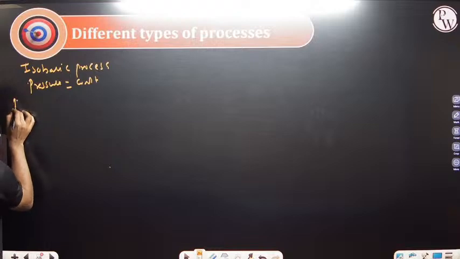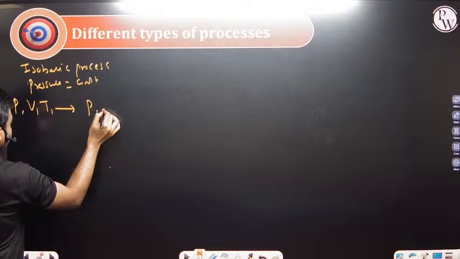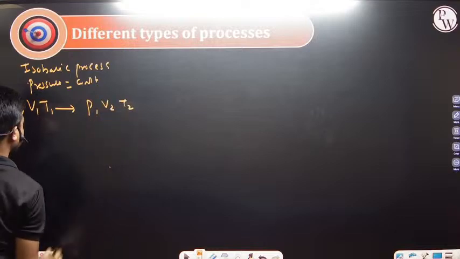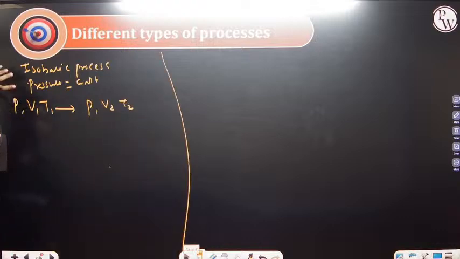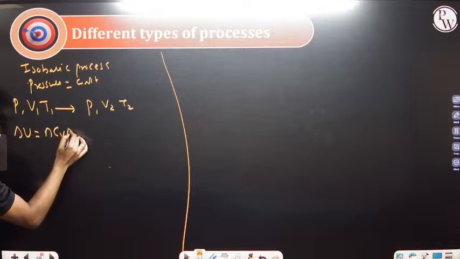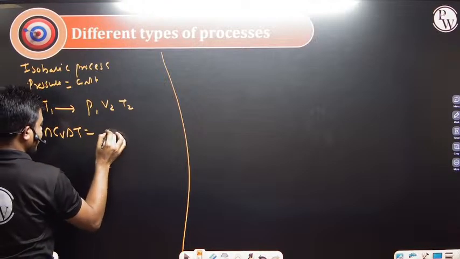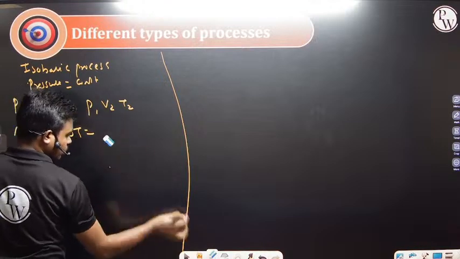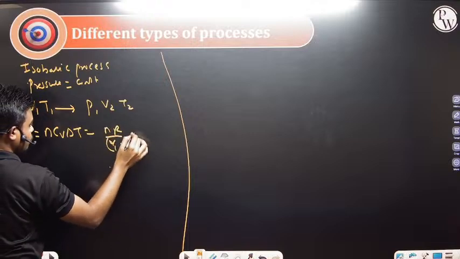If you talk about the states of the gas: P, volume V1, temperature T1. Volume will change, pressure will not change: P, V2, temperature T2. So what is the change in internal energy in this case? Delta U will be the same, that is nCv delta T, which does not change for different processes. We can also write nR divided by gamma minus 1, into delta T.